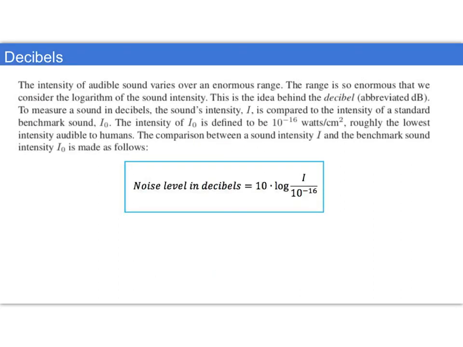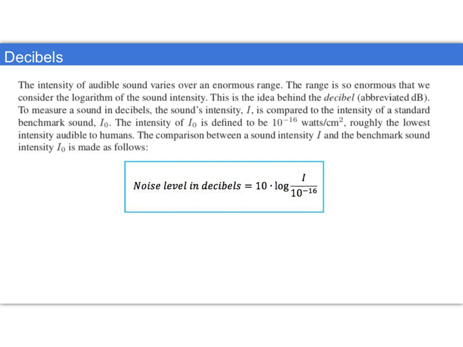Okay, so the intensity of audible sound varies over an enormous range. The range is so enormous that we consider the logarithm of its sound intensity. This is the idea behind the decibel, abbreviated dB. To measure sound in decibels, the sound intensity is compared to the intensity of a standard benchmark sound, which is I sub 0. The intensity of I sub 0 is defined to be 10 to the negative 16 watts per centimeter squared, roughly the lowest intensity audible to humans.